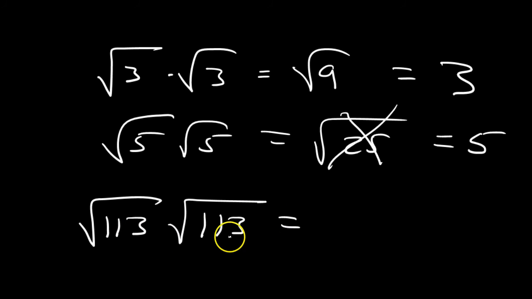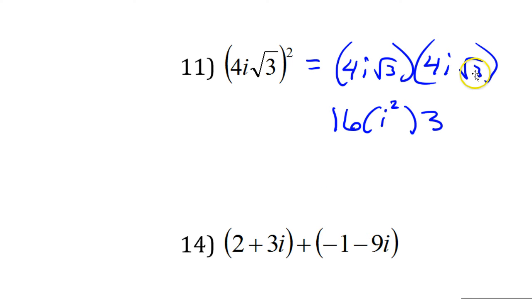Now, I don't know what 113 times 113 is, but I know that the answer is going to be 113, whatever this is. Okay, so that's what I did. Radical 3 times radical 3 is 3.